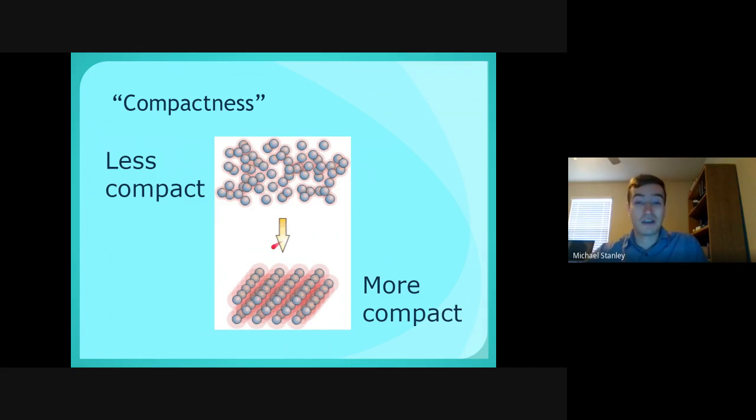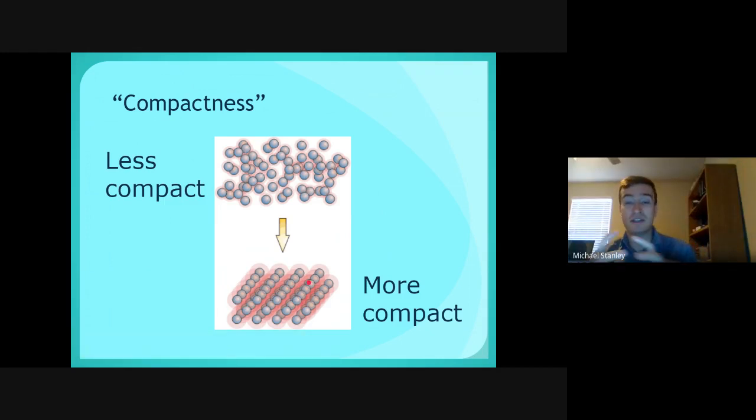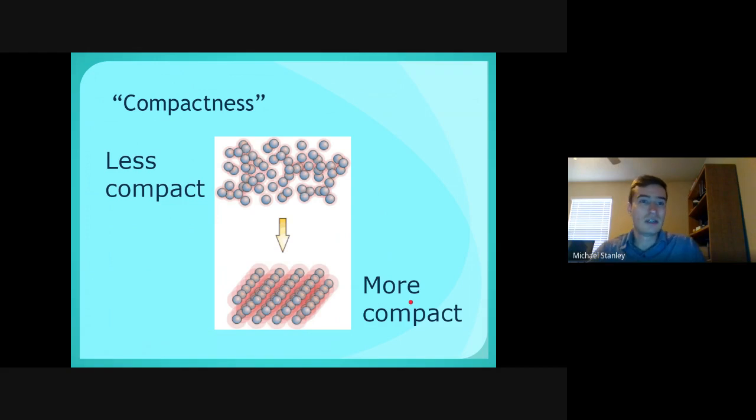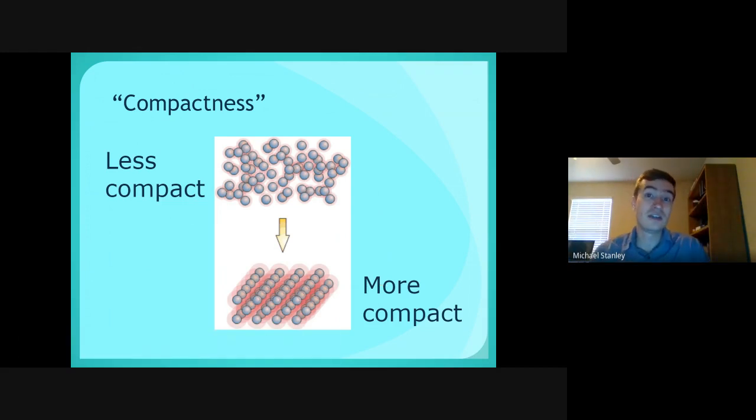Versus if we compare that to something that has the same amount of particles, but they're all really, really tightly packed in together, really close to one another. They're very compacted down in here. This would be a more compact and therefore a more dense material. So the more compact a material is, the more of it you're able to squish down into a smaller area, the higher the density of your material is going to be.